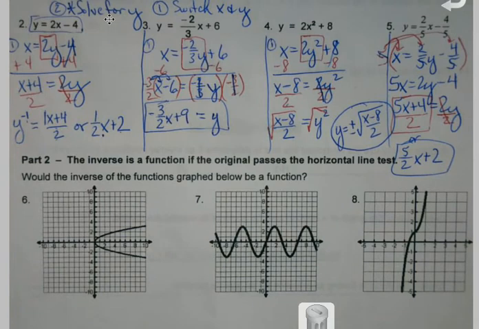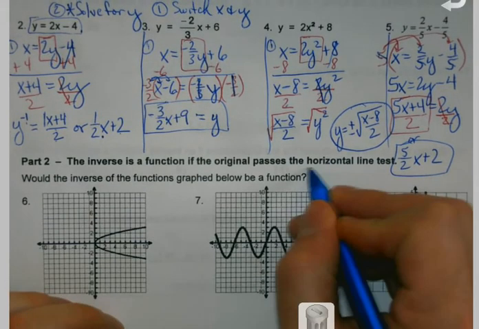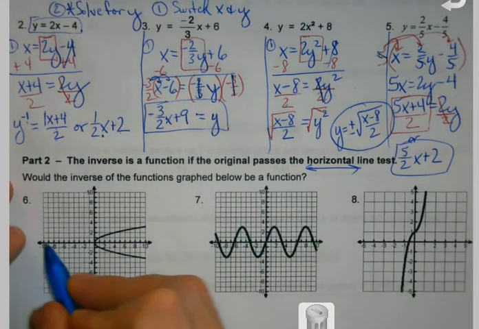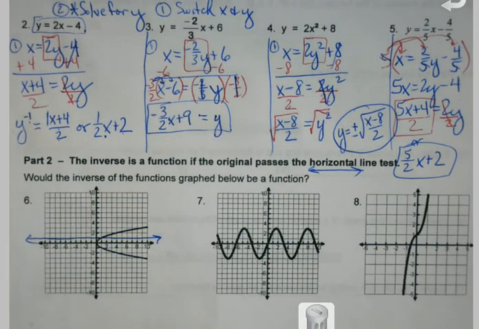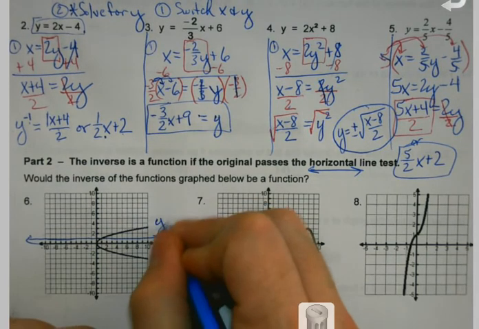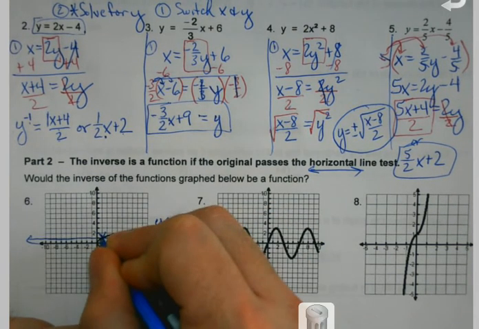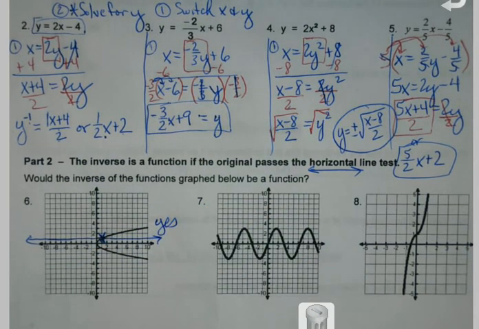Now back to easy stuff. The inverse is a function if the original passes the horizontal line test. Which way does the horizontal line go? Okay, side to side. So if I draw a horizontal line anywhere through the function I see, that tells me if it only goes through one place, that its inverse would be a function.